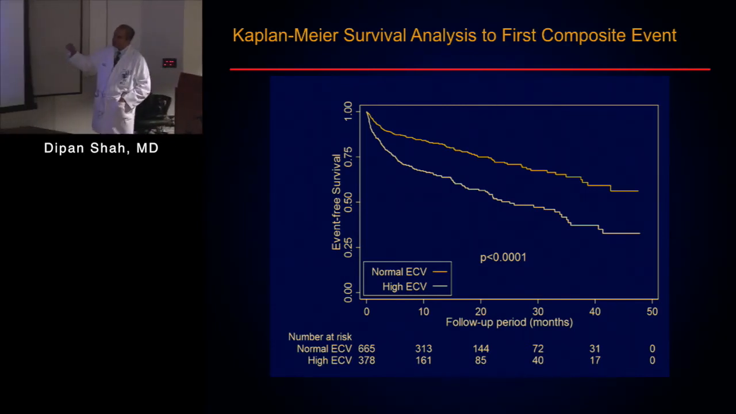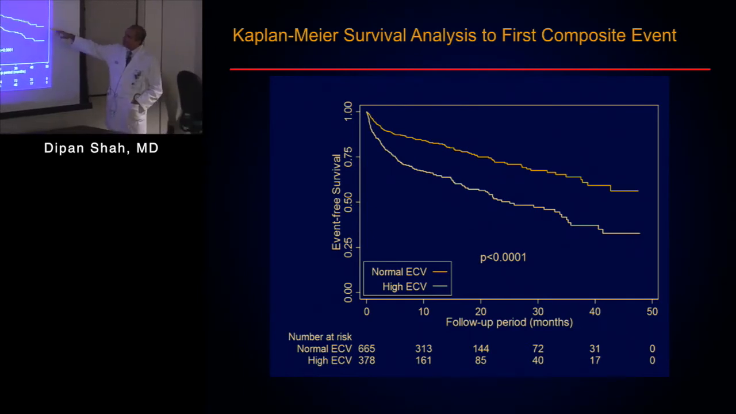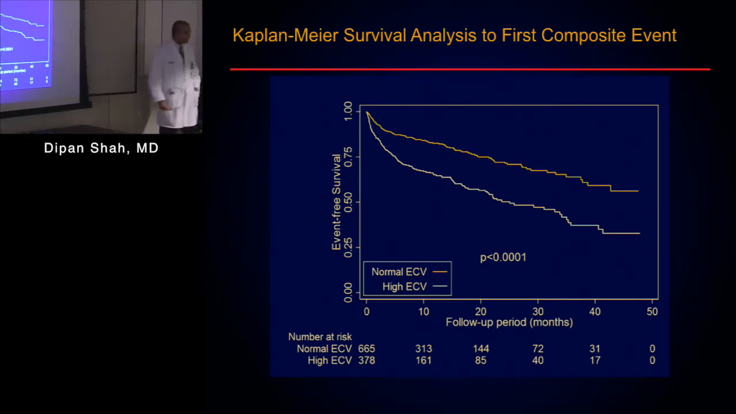And here's what the results look like, which is if we stratify patients based on those who have a normal extracellular volume fraction, and again, this is derived based on a cohort of normal volunteers that we imaged, versus those who have an elevated extracellular volume fraction. So again, what we think is a marker of increased interstitial fibrosis within the myocardium. You can see there's a significant difference in prognosis between these two groups of patients.